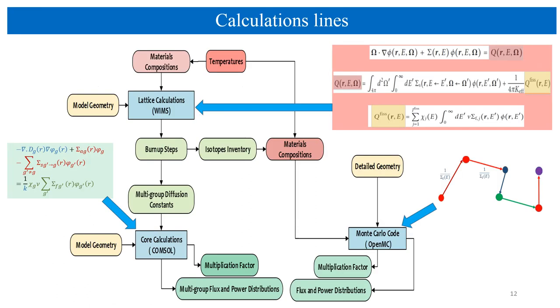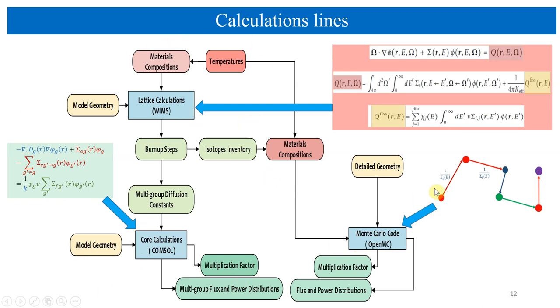If we return to the neutronic calculation line, in our series we will talk about three main codes. One code is named WIMS; we will use it for lattice calculation, or solving the neutron transport equation by either the SN method or the collision probability method. The other code is named COMSOL; we will use it for solving the diffusion equation. And we will also use OpenMC, which we use as a time-independent Monte Carlo code, to solve these equations.